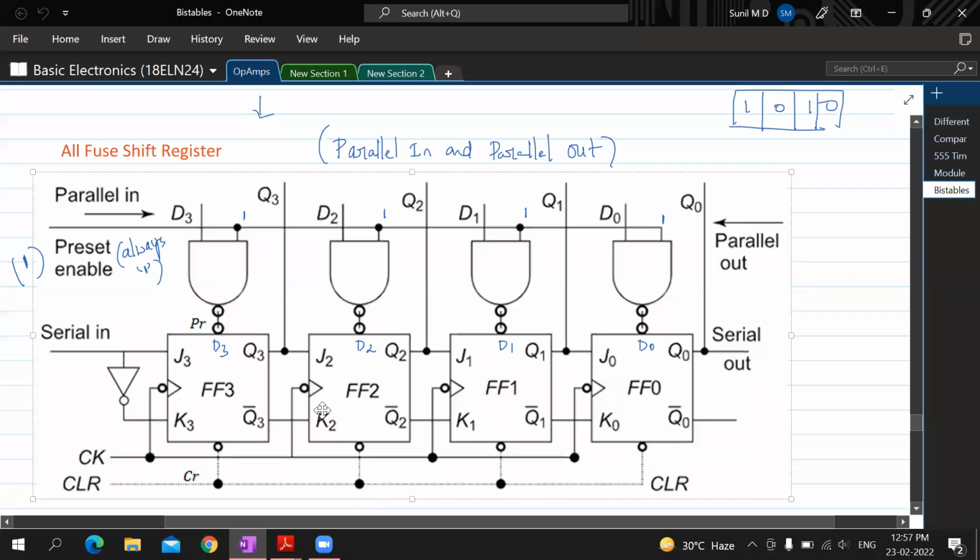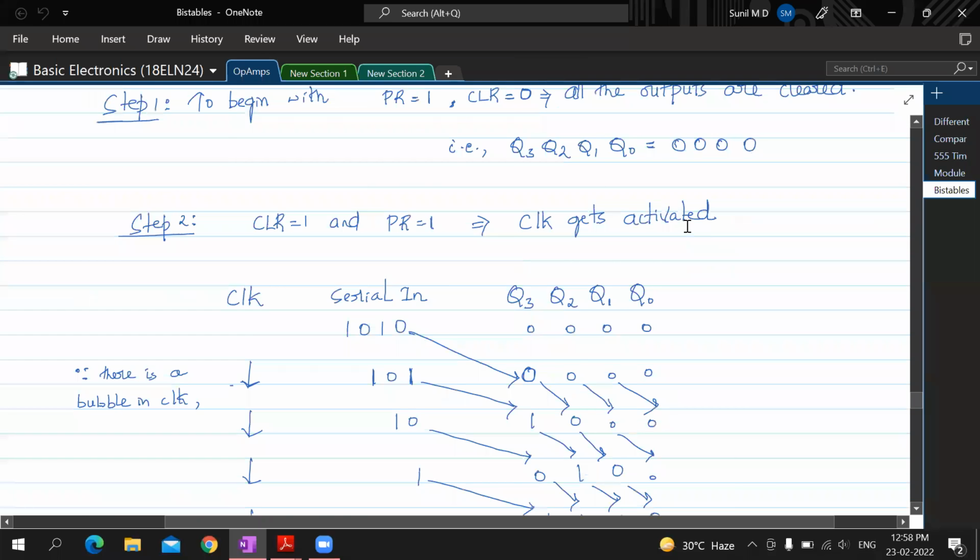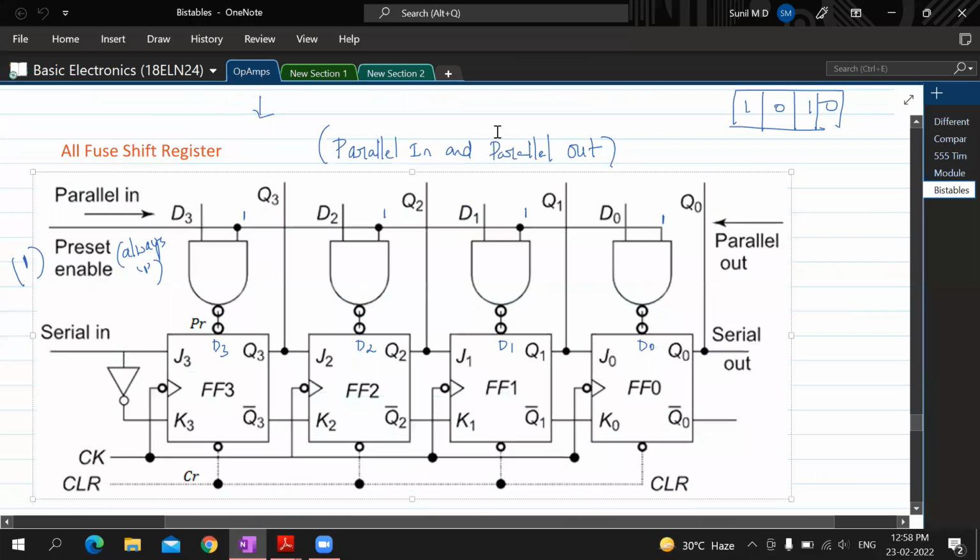Earlier we used to take data serially only at this point. Here, serially out, we were taking only at this point. Now, instead of taking at this point, if you can take the data here, here, and here, what happens? We can take it out parallelly at the same time. Instead of waiting for all the bits to come one after the other, every time there is a negative edge of the clock, we can take these outputs parallelly at the same time. So that's why this shift register is called parallel out also.